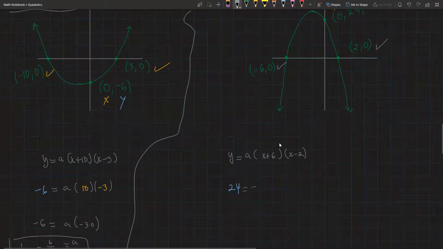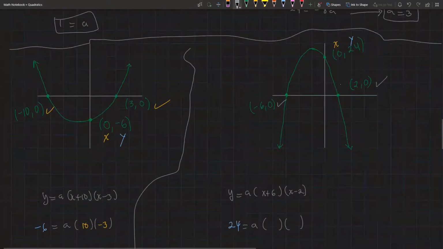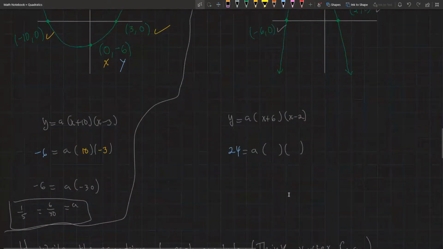On the right side, we get a, the stretch factor which we want. And the beautiful thing is that when we plug in a 0, we have 0 plus 6. What's 0 plus 6? It is 6. And what's 0 minus 2? It's negative 2. Now that's going to give us 24 equals a times some constant. Let's do this. What's 6 times negative 2? Negative 12a.